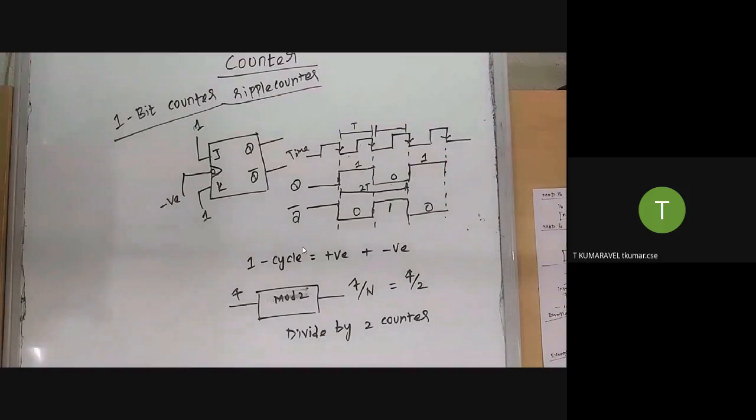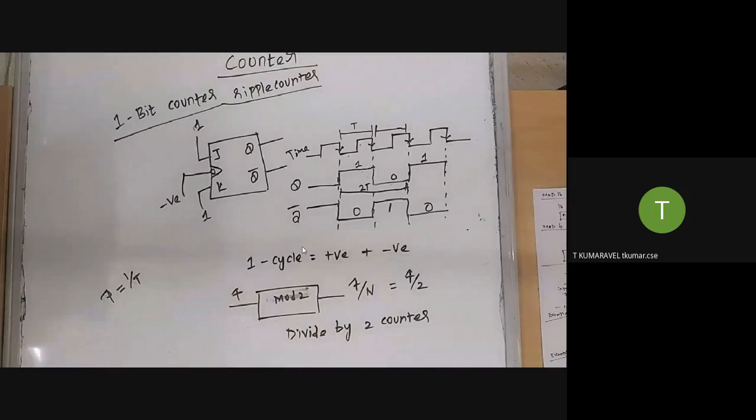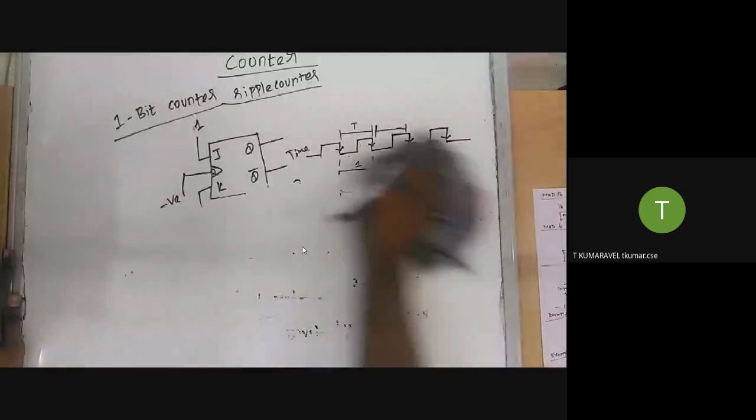The frequency is defined as 1 divided by T. We will see some examples, and you will get a clear idea. This is a 1-bit counter. Next I am going to talk about the 2-bit counter, the 2-bit up counter.